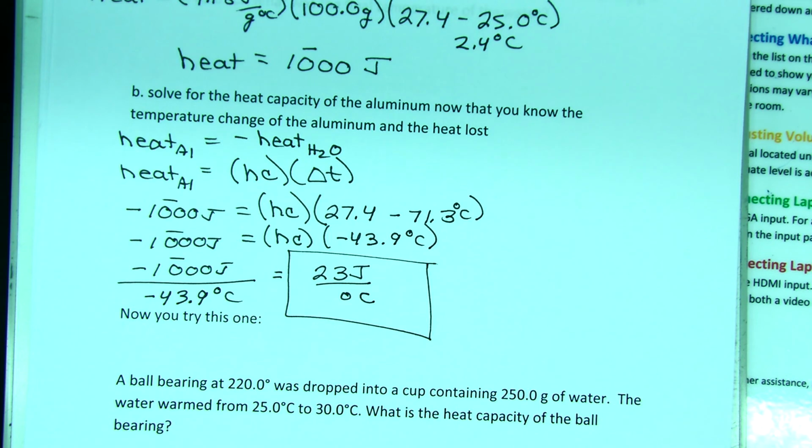So this is a little bit fancier problem because we're combining specific heat, heat capacity, and heat lost equals minus heat gained. Okay, there's one for you. Go ahead and do this on your boards with your group.